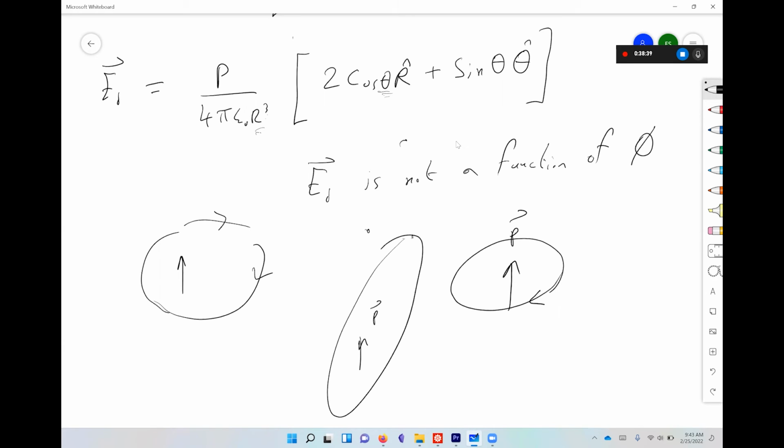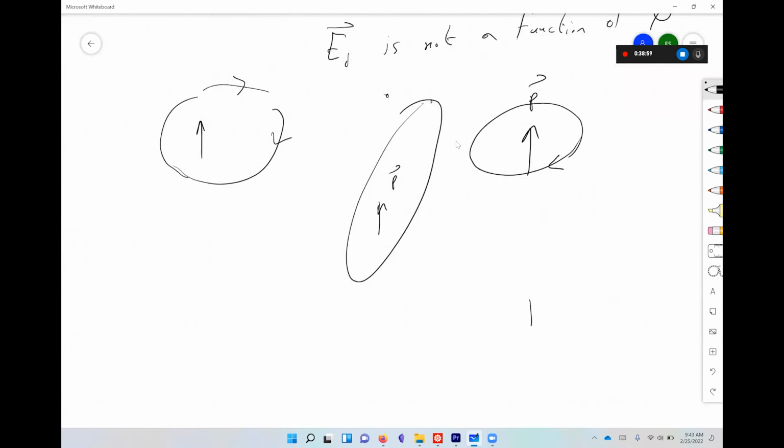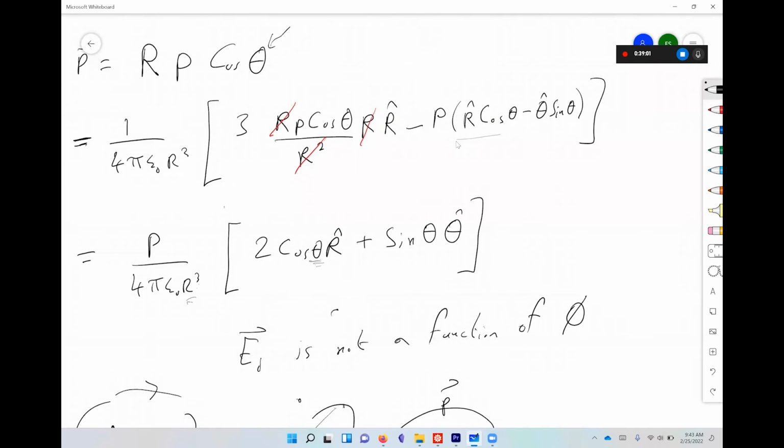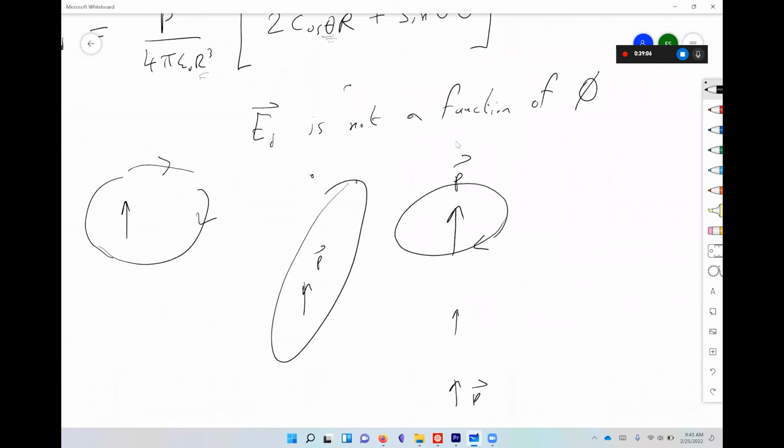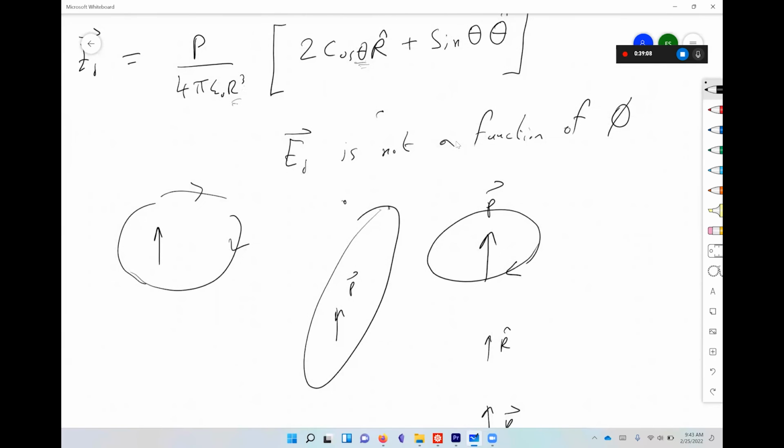Let's say theta is 0. So you're on top of the dipole. The dipole is here and you're on top. If theta is 0, cosine theta is 1, sine theta is 0. So it's going to be 2P over whatever. Your field, the direction of the field, will be in the direction of r hat. So your field will always be in this direction, and it's going to get smaller based on the inverse cube law.